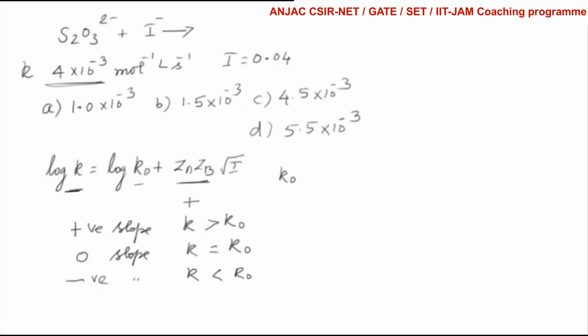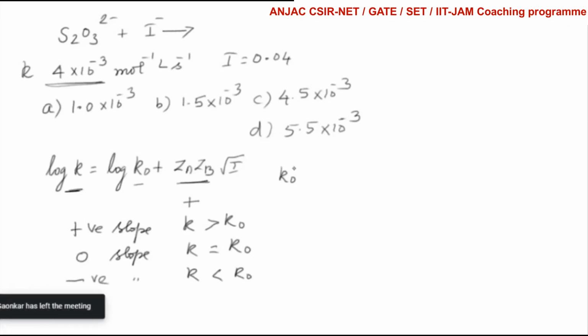K is given as 4 into 10 power minus 3. Therefore, which answers are not possible? Tell me if you understand the problem. Which answers are not possible? A and B? C and D. C and D are not possible.